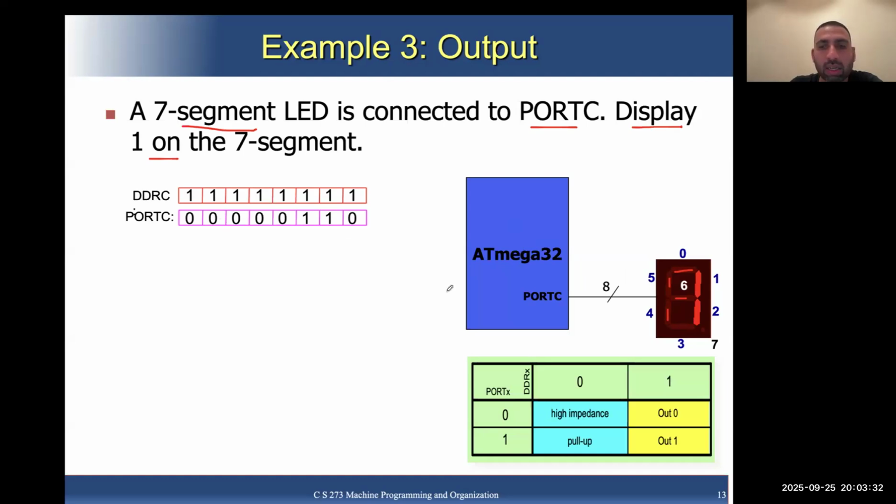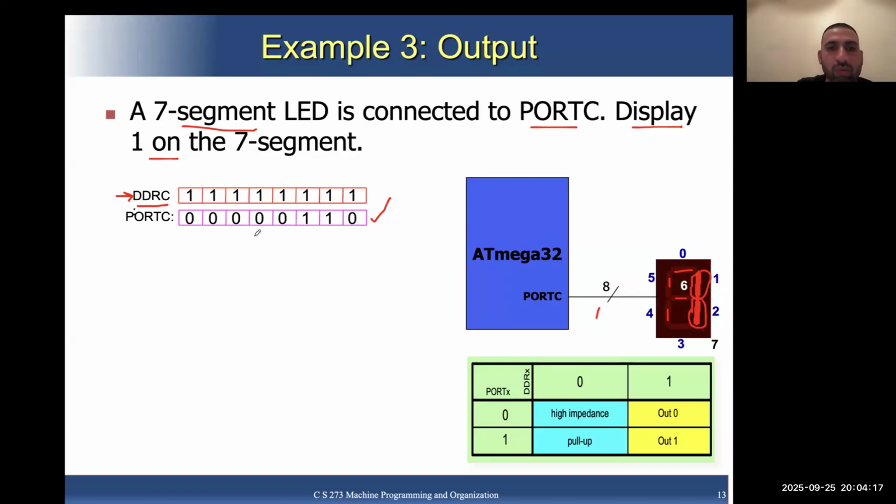So if it is connected with port C, first we need to configure port C in output mode, which means writing all ones in the DDRC register. And then, based on this numbering, we know how the connections are. LED 0 is connected with pin 0 of port C, and LED 1 is connected with pin 1 of port C. So based on that, we know what value we need to write on port C. Since we want to display 1, we need to switch on these two LEDs, which are at index 1 and 2.